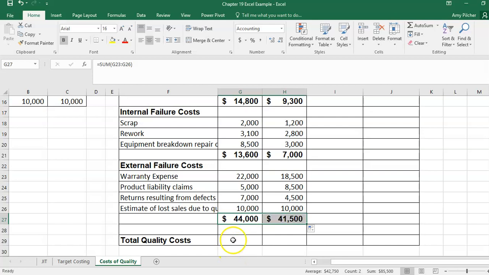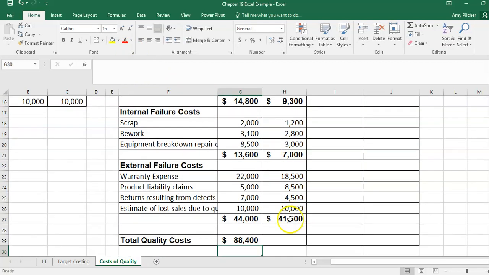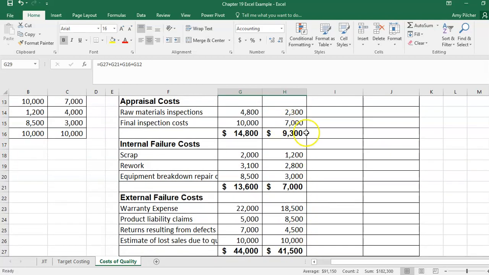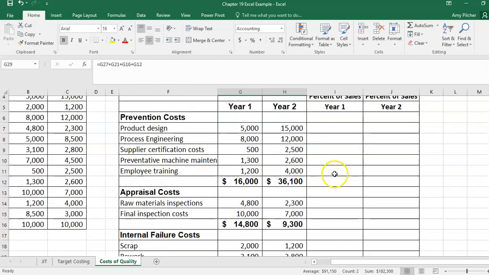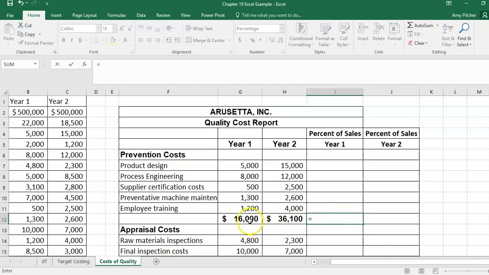And if we add the sum of each of our 4 types of costs, we get total quality costs for the year. So we can see that some of our costs went down and some went up. The next step is to look at our cost as a percent of sales. So we take our year one cost of $16,000 divided by year one sales.